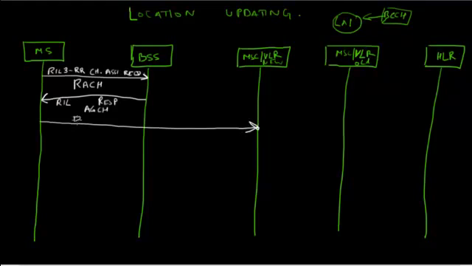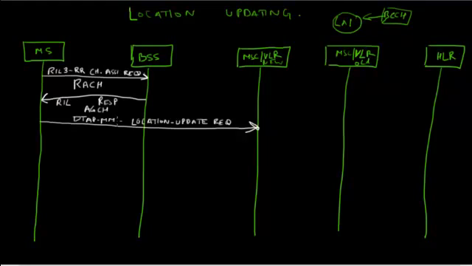It's called the DTAP, Direct Transfer Application Part, Mobility Management message, to the BSS: a location update request message. Now this message has the IMSI of the mobile, and it also has the old location area identity which the mobile has stored in its SIM card. This message is sent from the MS to the BSS, and the BSS forwards this message to the MSC VLR.